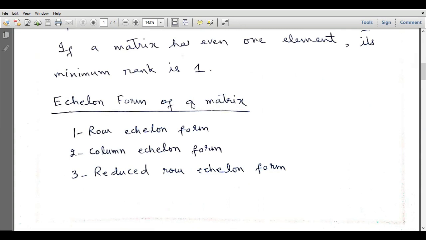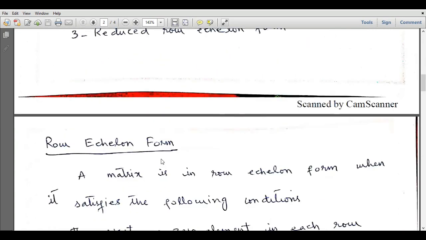Echelon form of a matrix. The first is the row echelon form. Second is the column echelon form. And the third form is called row reduced echelon form. Now we will discuss these forms of a matrix one by one.